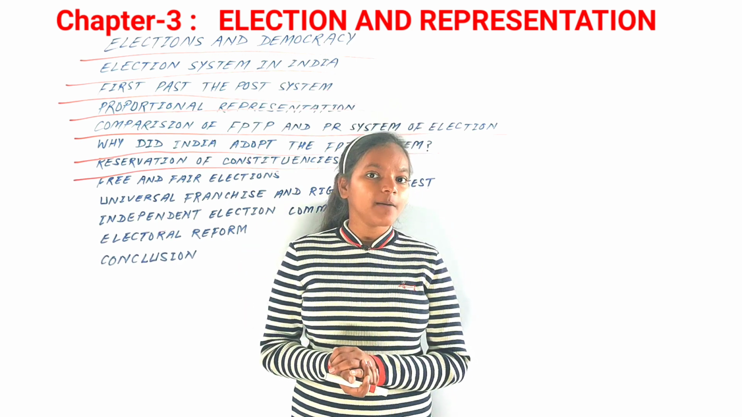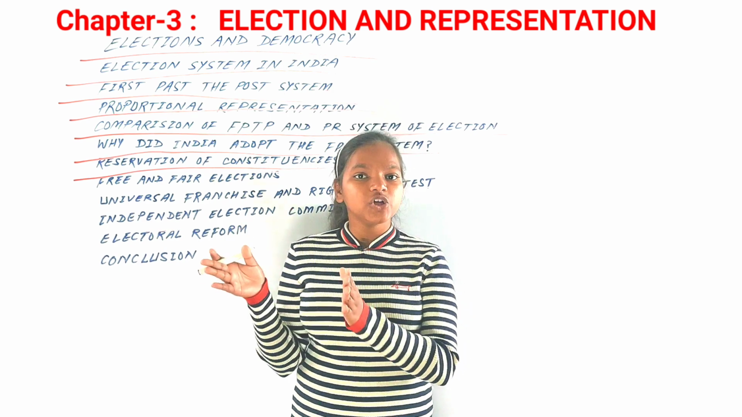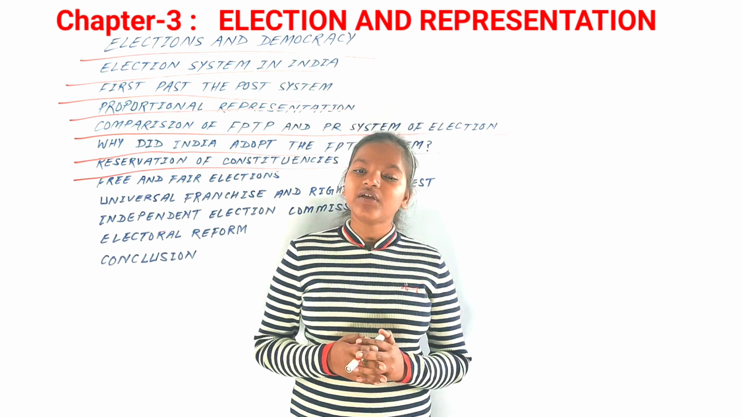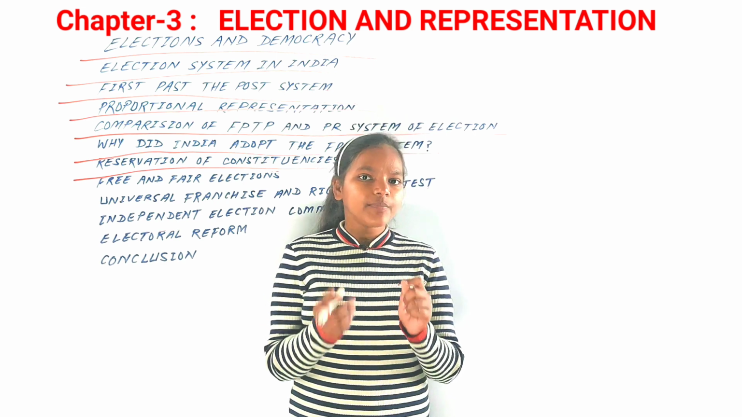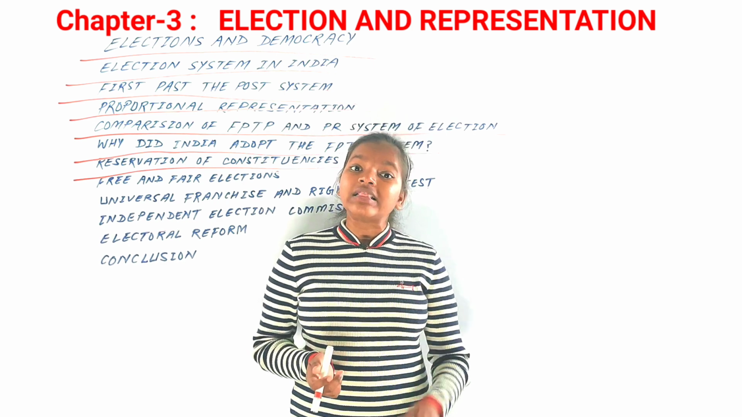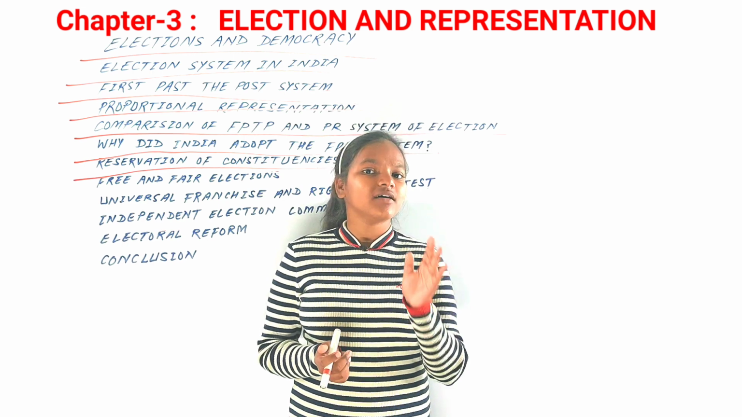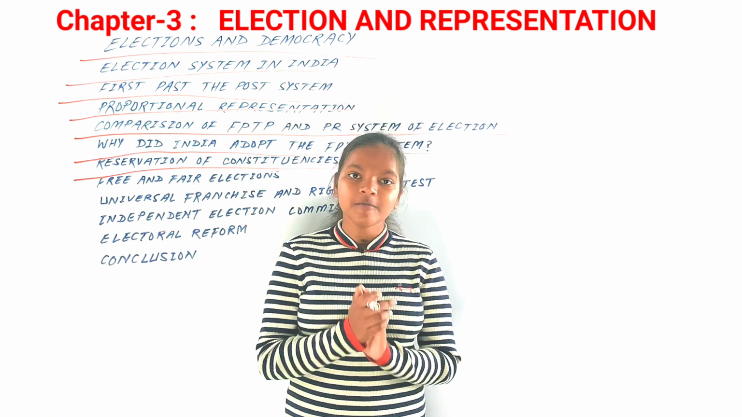Now, after drawing up the boundaries, it looks at the population composition of each and every constituency. If in any constituency the population of scheduled tribes is larger, then that particular constituency would be reserved for the tribal people, for the scheduled tribes.